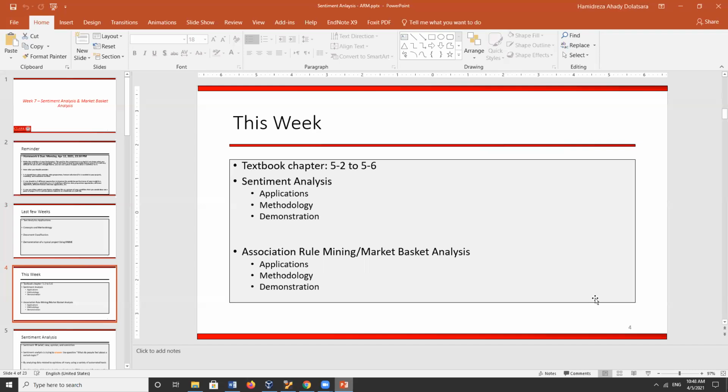So for this week, please study sections 5.2 to 5.6. It is mostly about text analytics, sentiment analysis, application methodology, and demonstrations. Again, for each quiz, I might pick some part of your textbook and consider it for your quiz questions or even for your final exam. On top of text analytics, we also talk about association rule mining, or market basket analysis. You go over some applications, methodology, and we have some hands-on experiences.